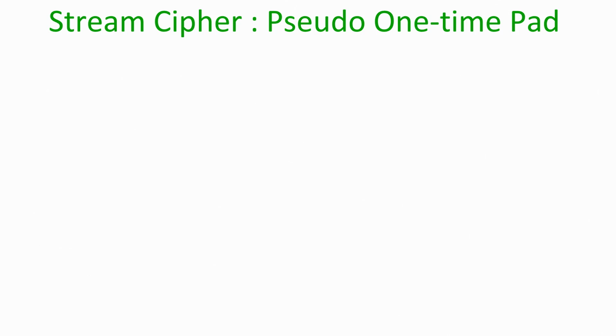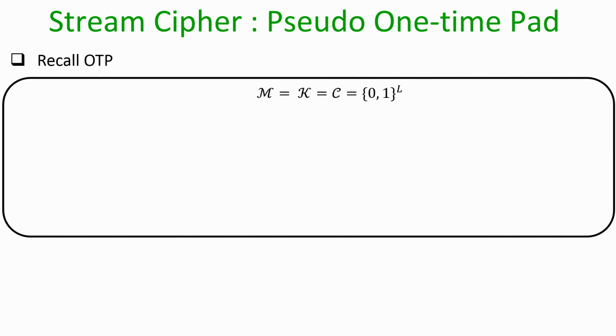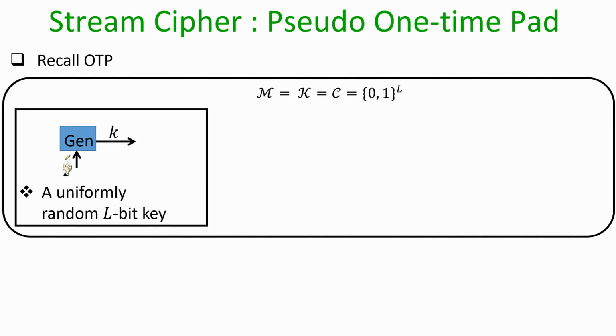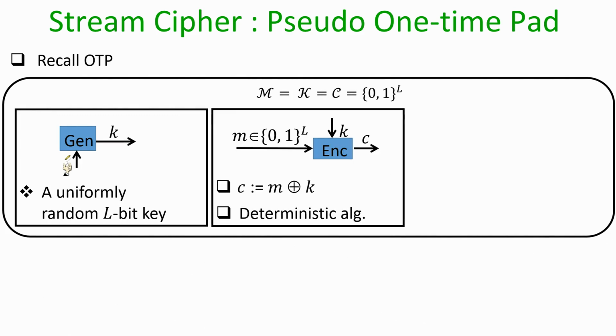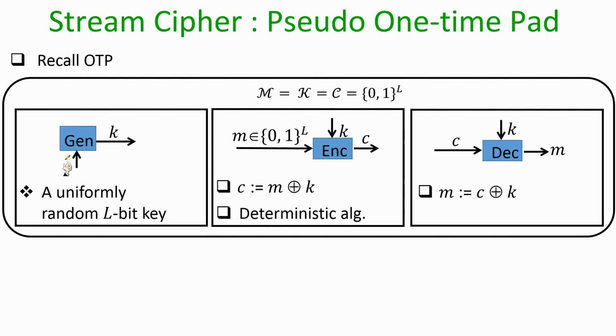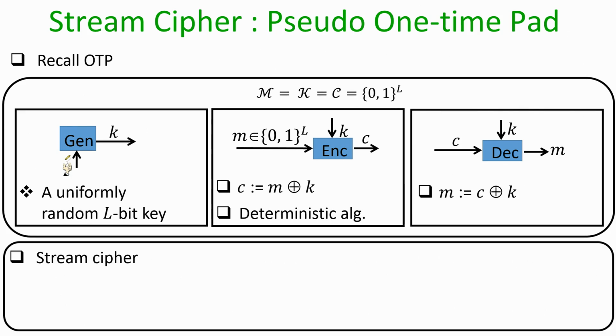So, on a very high level, you can imagine a stream cipher as if it is a pseudo one time pad. Just quickly recall the one time pad scheme, where the message space, key space and ciphertext space all consist of bit strings of length big L bits. The key generation algorithm outputs a uniformly random key of size L bits, and to encrypt a message of size L bits you simply perform the XOR of the message with the uniformly random key, and the decryption operation is just the XOR of the ciphertext with the key.